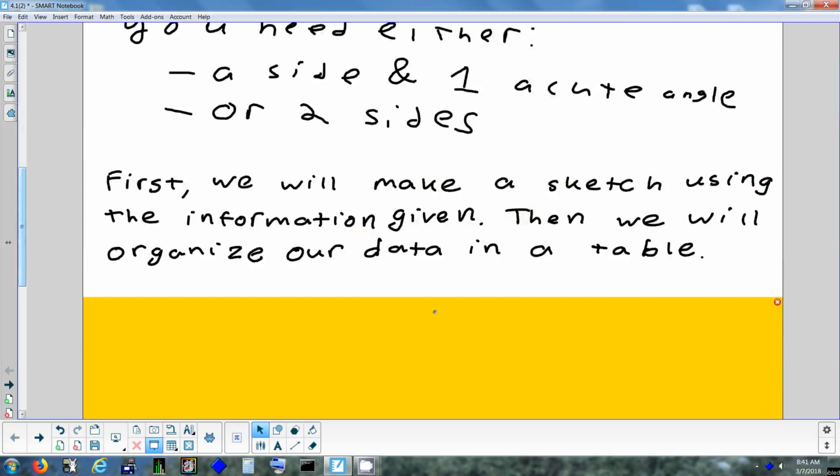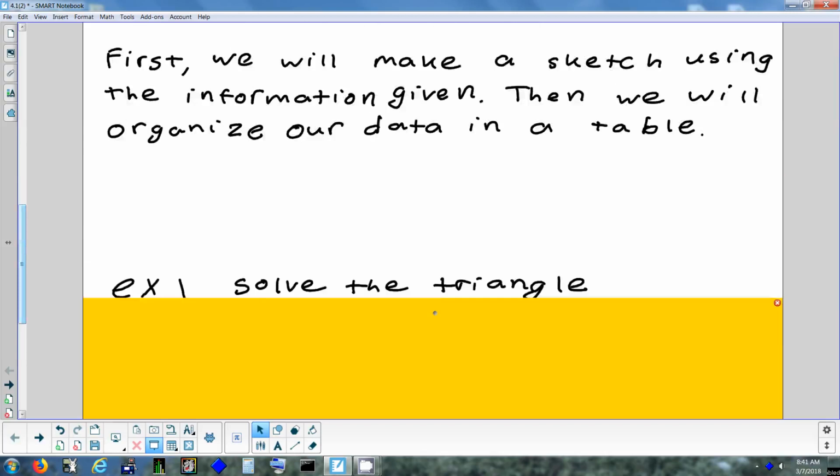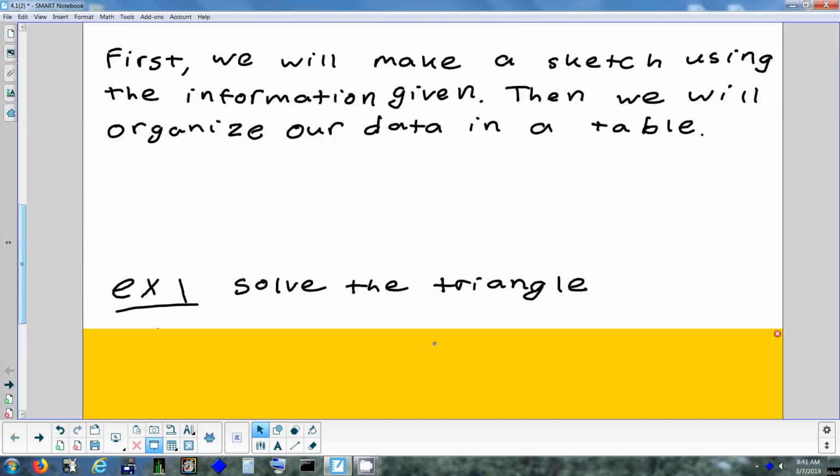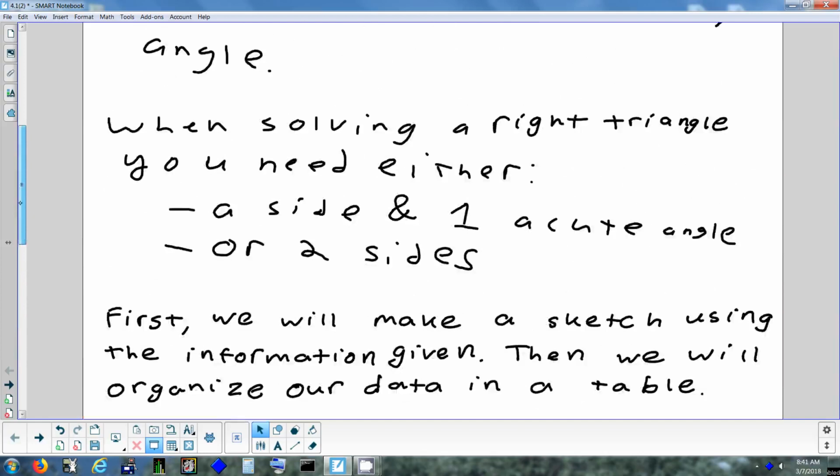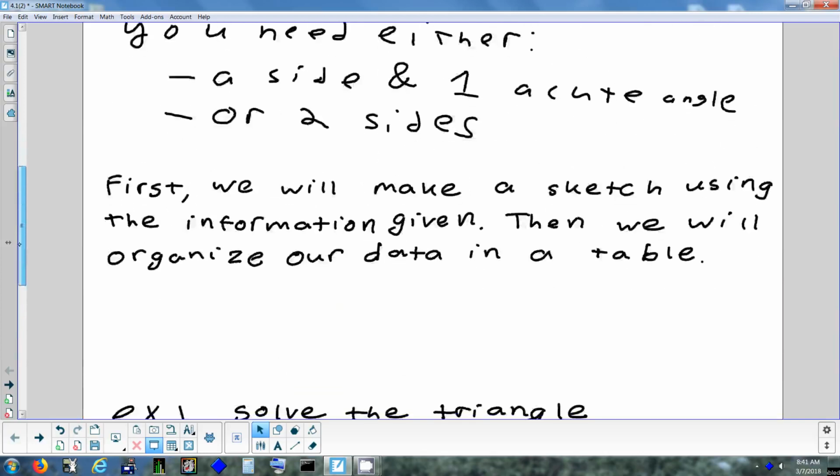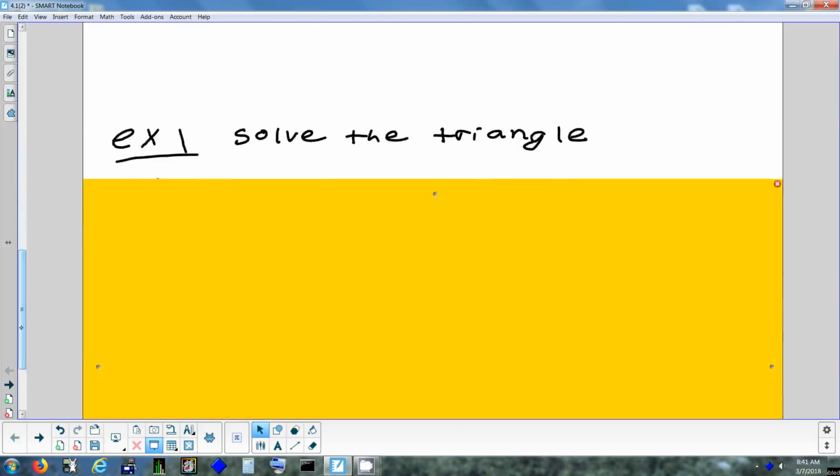So what we're going to do is make a sketch. That's going to help us determine what's opposite, what's adjacent. And then after we make a sketch, we're going to put our information in a table just to organize what we know and what we are being asked to find. Okay, so other than that, really that's all I need to tell you. We'll just do 3 examples. We'll do one of the type where I start you off with a side and an angle. Then we'll do one with the 2 sides, and we'll finish up with a word problem. At least that's my plan.